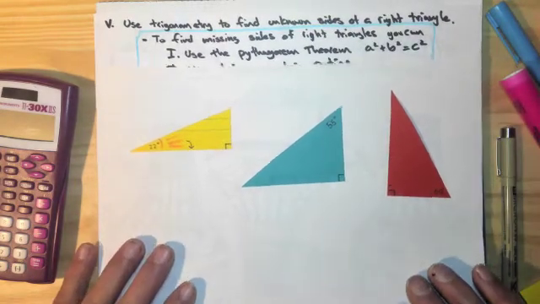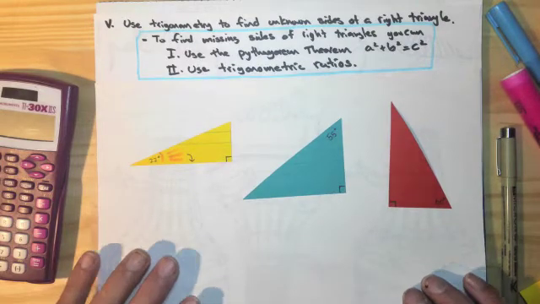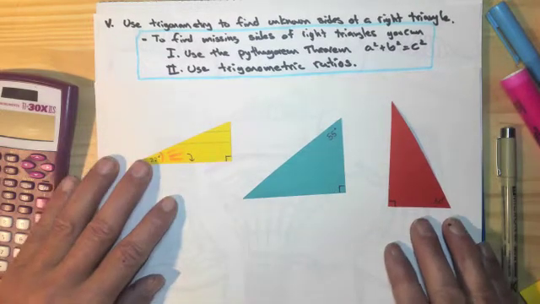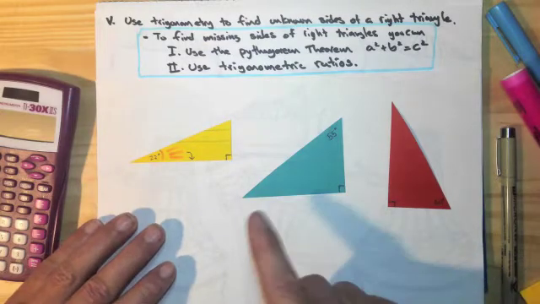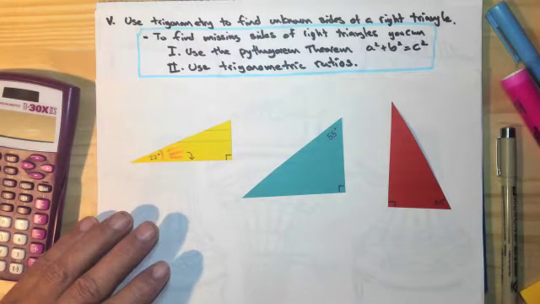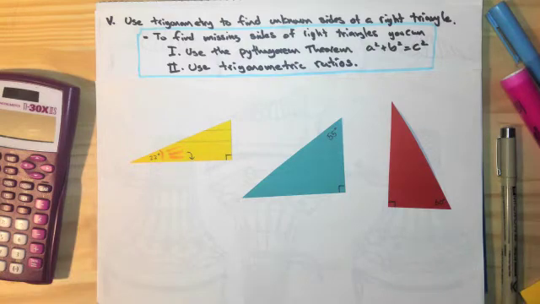We're going to learn how to use trigonometric ratios. That's another way I can find a missing side of a right triangle. Maybe I don't know two sides, but maybe I do know an angle. So that's kind of where I'm at right now.